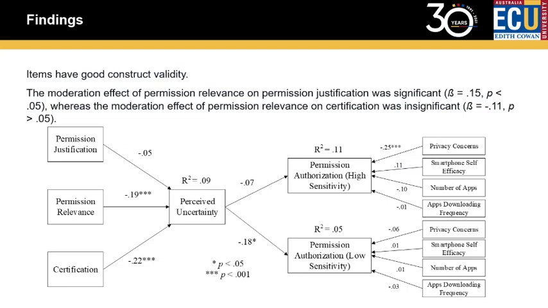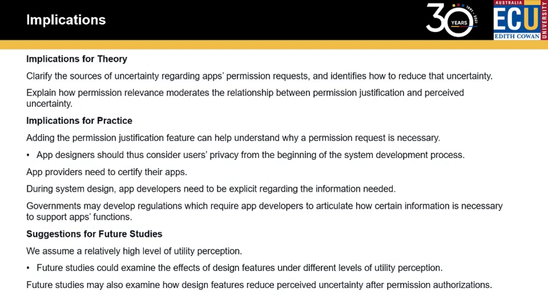So basically, our study clarified the source of uncertainty in the context of permission authorization and explained the moderation effect of permission relevance. For practice, our study argued that permission justification should be added to help users understand why a permission request is necessary. App providers should thus consider users' privacy from the beginning.